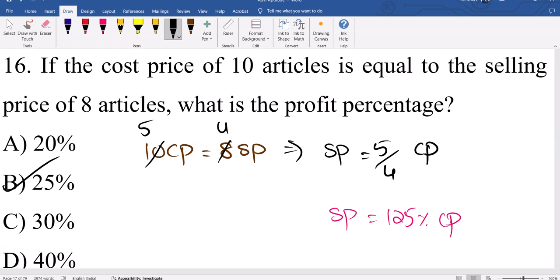Directly, no need of any formula. 10 articles cost price is equal to 8 articles selling price. Then selling price is 5 by 4 times cost price. 5 by 4 in terms of percentage is 125%, which is 25% profit. Option B.